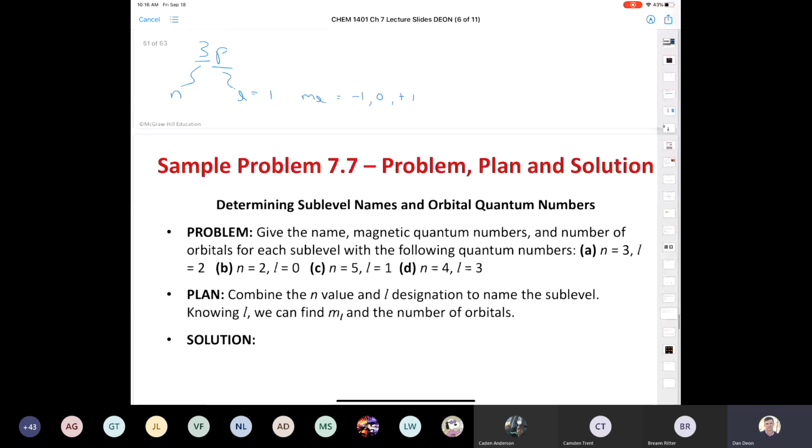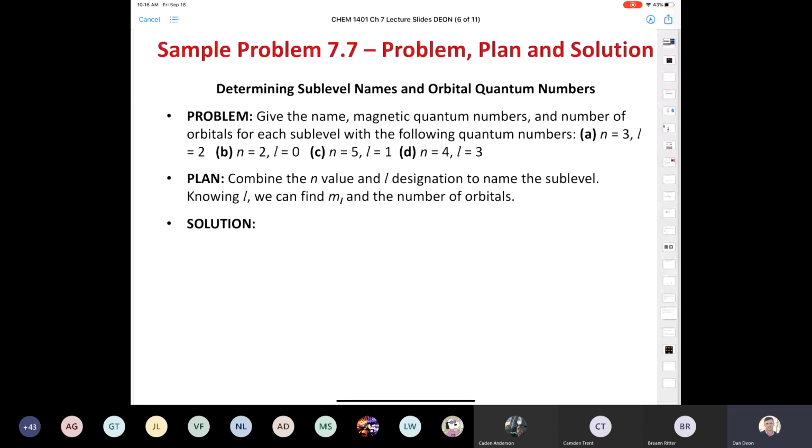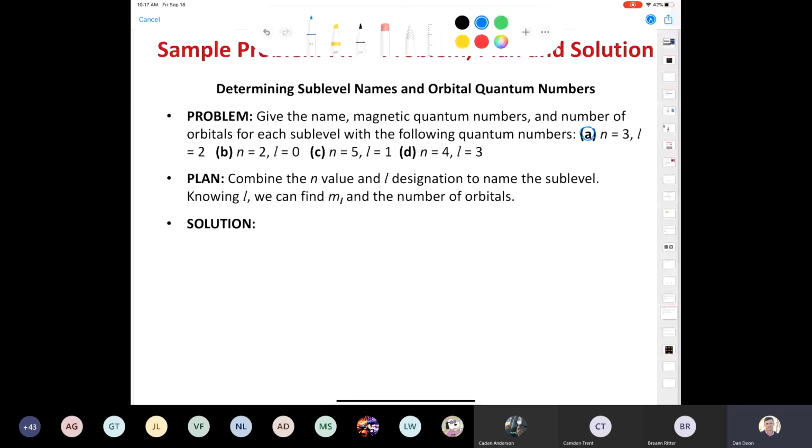Let's keep on going from here. With that in mind, let's try another problem. It says here, give the name, magnetic quantum numbers, and the number of orbitals for each sublevel with the following quantum numbers. So let's just start with A. Let's not even read the whole question. We'll focus on one problem, and then we'll worry about the rest later on. So we've got n is equal to 3 and L is equal to 2. It's asking us to give the name, magnetic quantum numbers, and the number of orbitals for each. So the name: who could tell me the name of this orbital?